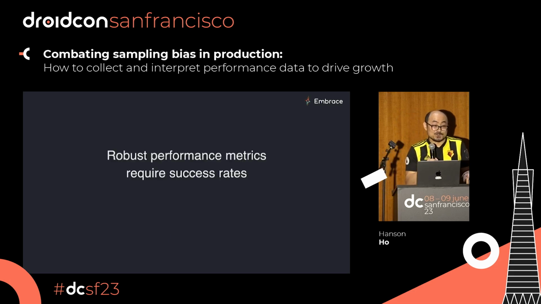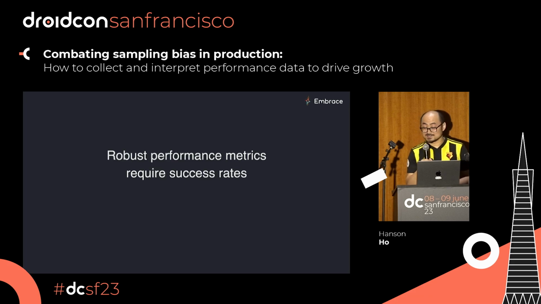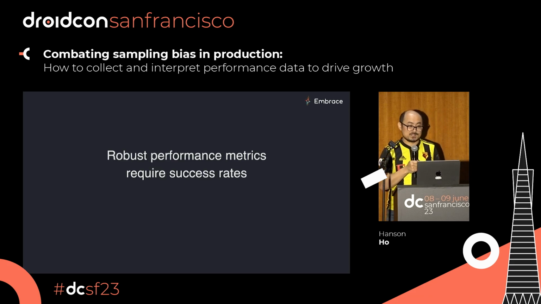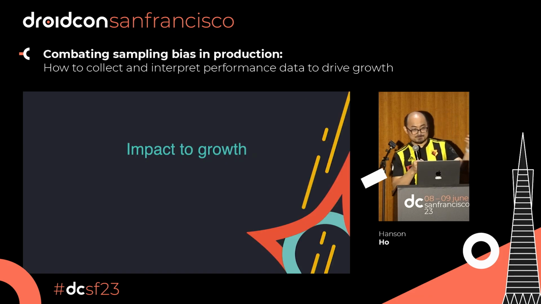This is super useful. Robust performance metrics require success rates. It allows you to know when things failed at a greater clip. Now, let's bring this all back and tie it together to growth. How does this impact growth?